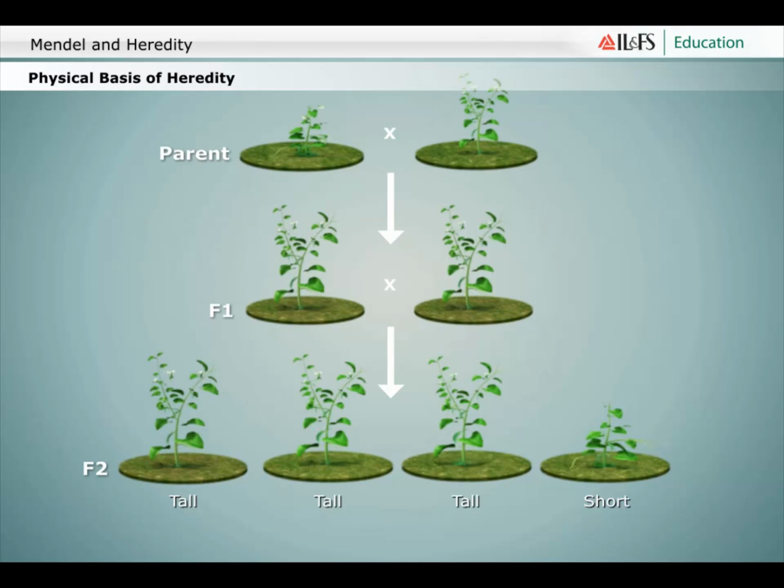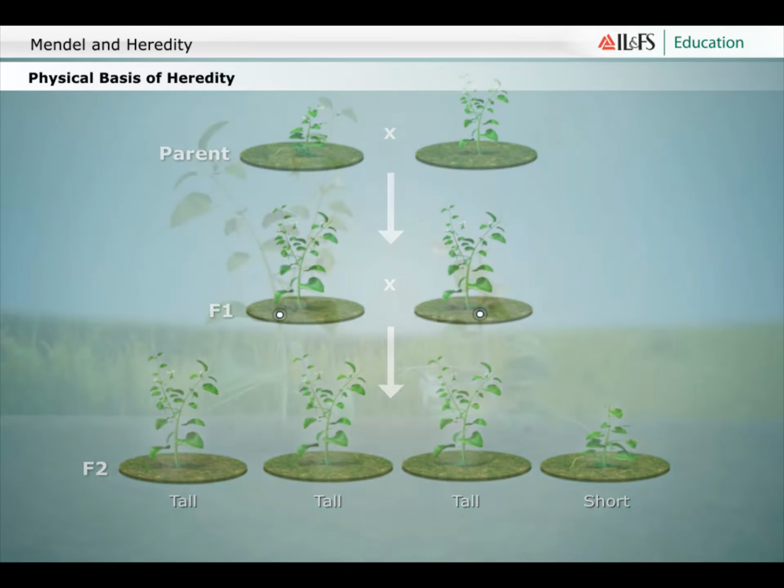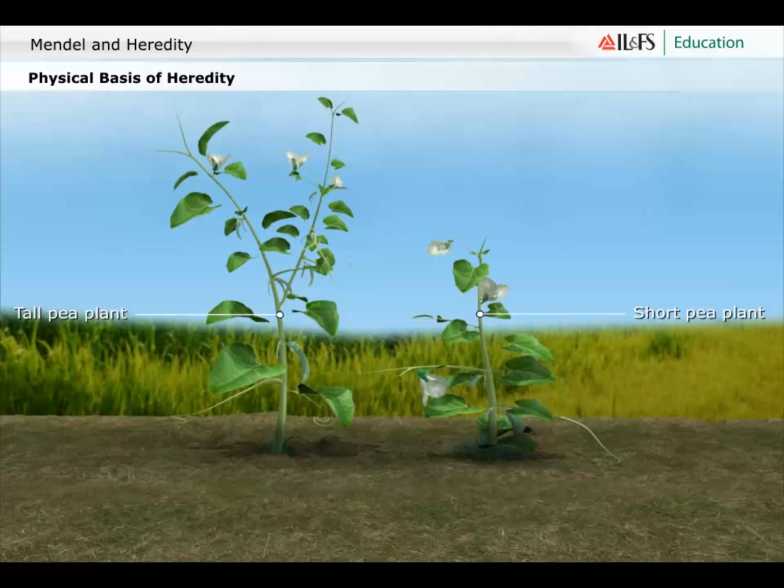You can see on the screen that in the second generation there are both tall and short pea plants. It is clear that traits or features are inherited from parents. These traits are controlled and carried by genes. But how did tall plants produce short plants? To understand that, let us see how genes work.